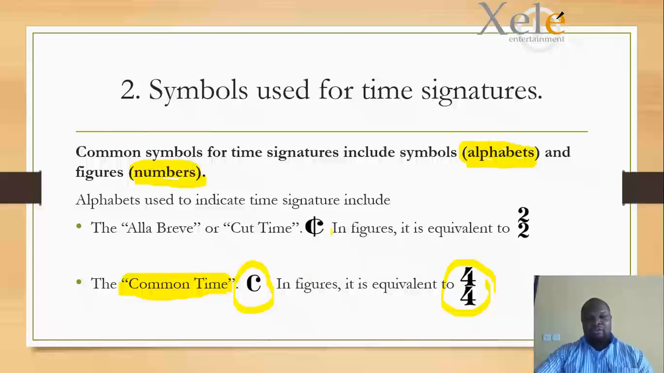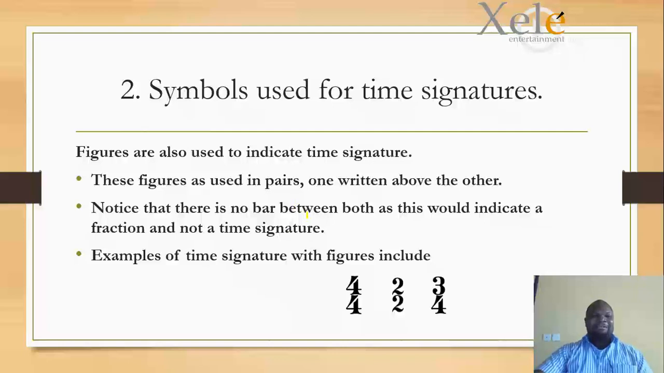Another example of the use of alphabets is right here. Same letter C, but this time with a line running through it. Now this symbol is known as the alla breve or the cut time. And if we were to translate the alla breve into figures, it would be equivalent to 2-2. Think about it. If you take 4-4 and cut it in the middle, it should give you something like a 2-2, right? Just joking anyway. Alright, so let's go on.